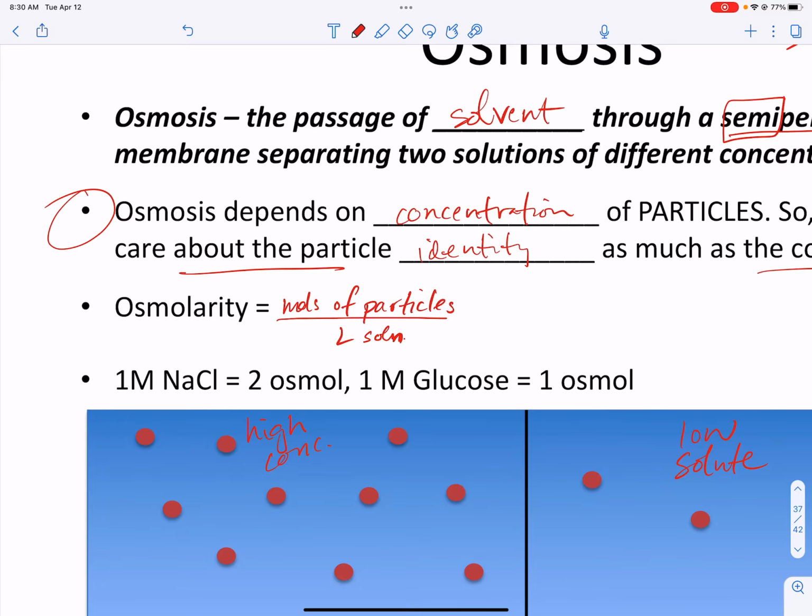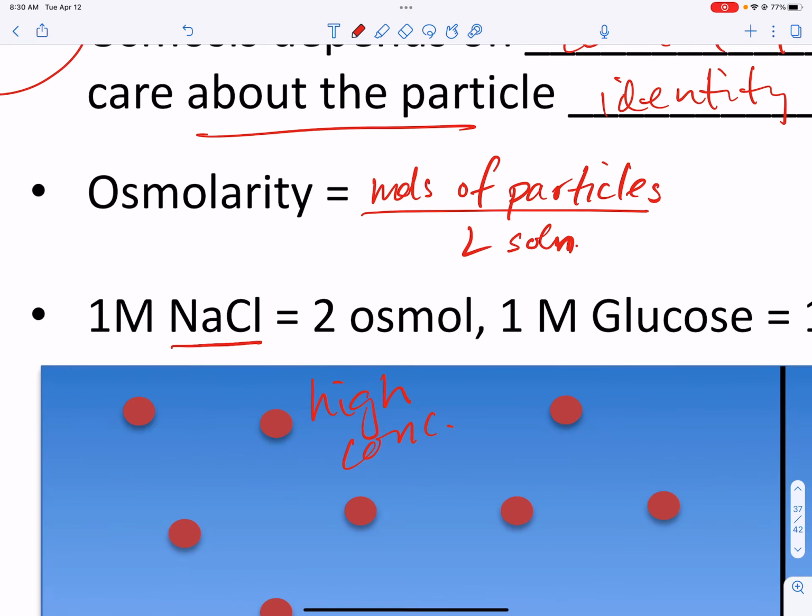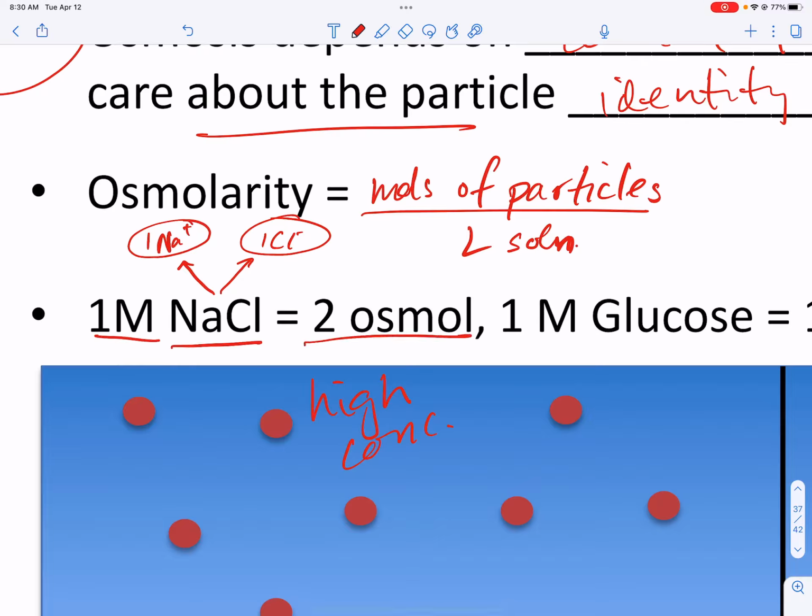Now, how the heck do we define a particle? It's actually really simple. Look at a substance like sodium chloride. If you have a substance that will dissociate, you're just going to count the number of particles it would dissociate into. This would dissociate into one sodium cation and one chloride anion. That is two particles. So if you have 1 molar sodium chloride, you just multiply the number of particles times your molarity to get your osmolarity.